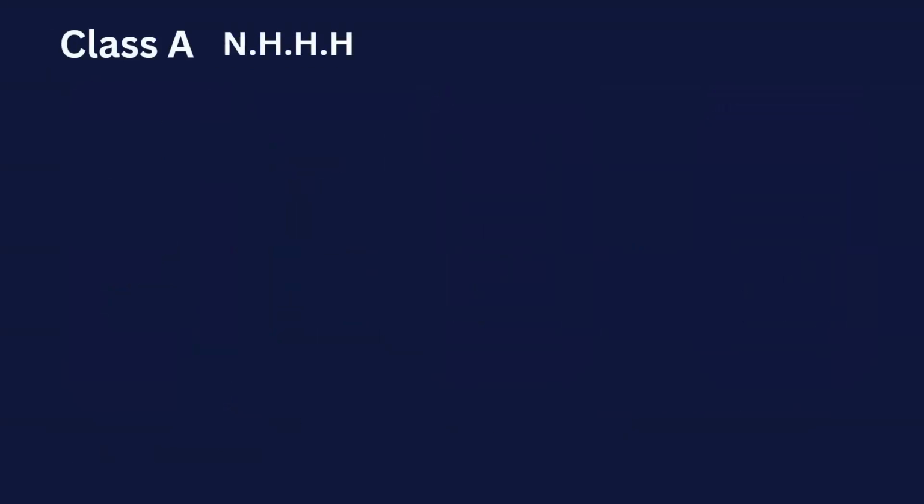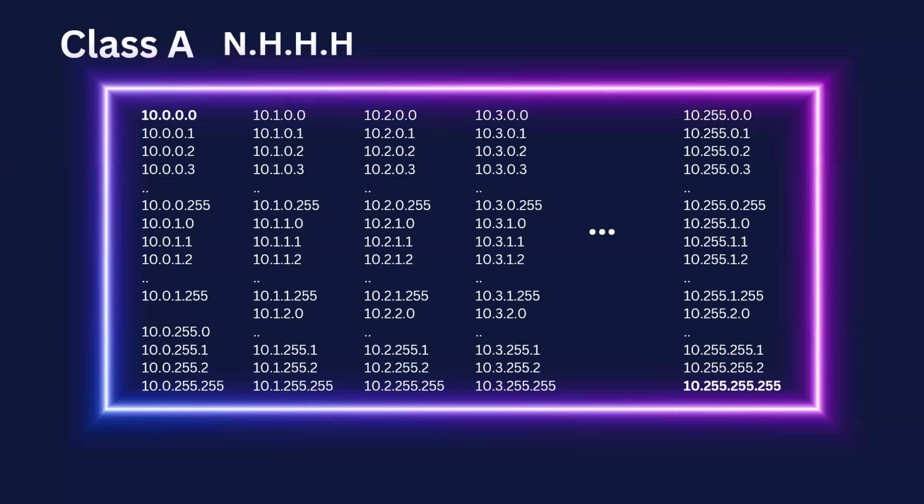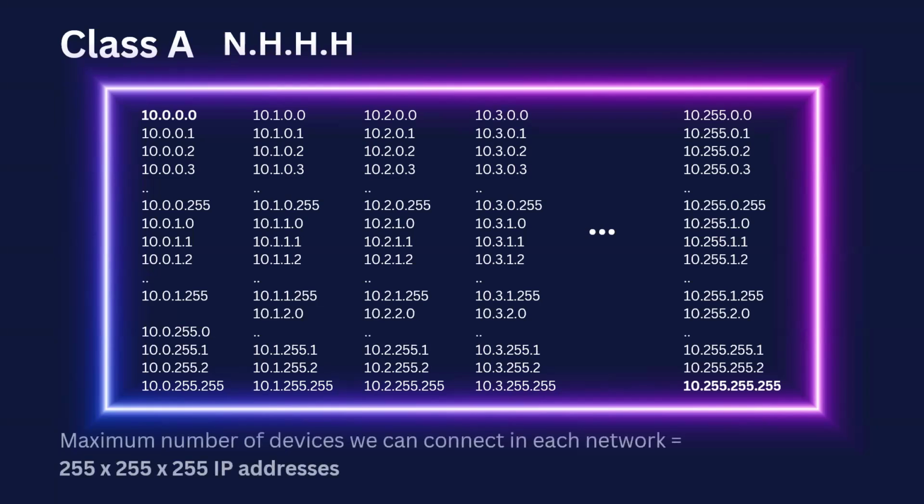And finally, when we come to class A, it has one network portion and three host portions. So all the IPs from 10.0.0.0 to 10.255.255.255 belong to one single network. When 10 changes to 11, the network divides after that. Okay. And in this one single network, we can connect a maximum of 255 into 255 into 255 IPs, which is the largest of all. Hypothetically, I mean, theoretically speaking, this is possible. Practically, it's not. You cannot connect that many devices in one single network. You would have latency issues. But theoretically, at least, that's the purpose of class A.